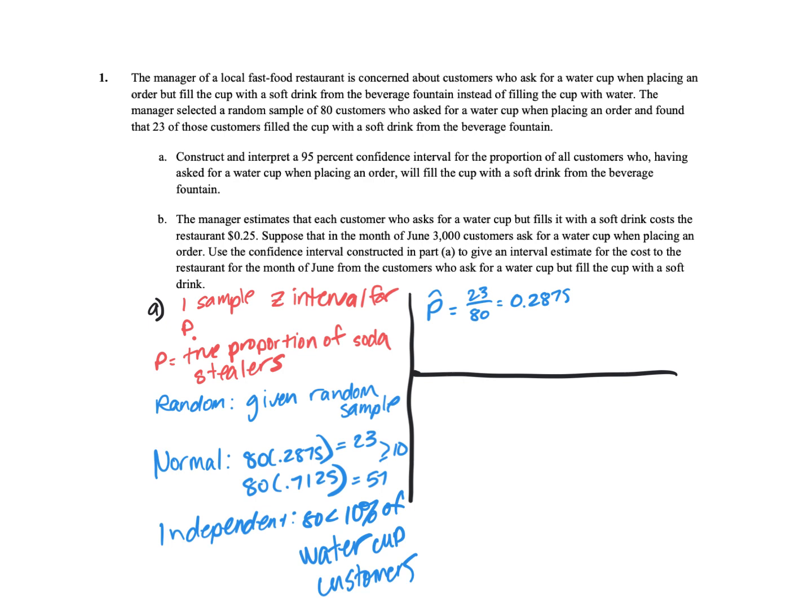I hit enter. If you just do z-interval, it gives you the z-interval for a mean instead of the z-interval for a proportion. Basic premise, if you pick one and it's asking you for something you don't have, go back and say, there might be a better one for me to pick. Is everybody good in terms of the 23, the 80, and the 0.95? You hit calculate. I found the interval to be 0.188 to 0.387.